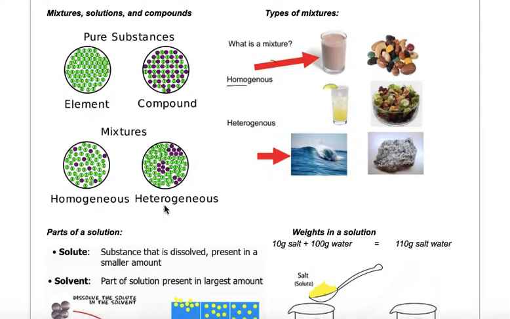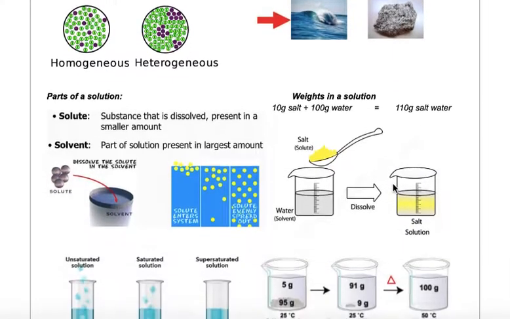So here is the picture of the mixtures, solutions, and compounds. These are pure substances, element and compound, and these are the mixtures, homogeneous and heterogeneous. Here are some more types of mixtures. These are examples of homogeneous mixtures and examples of heterogeneous mixtures.